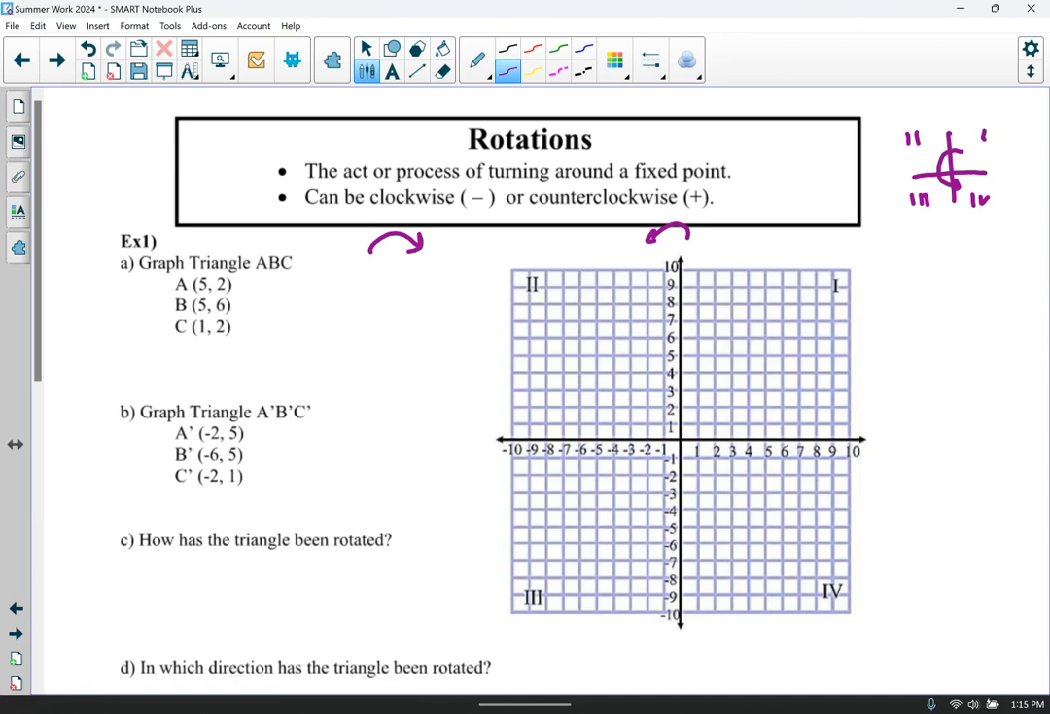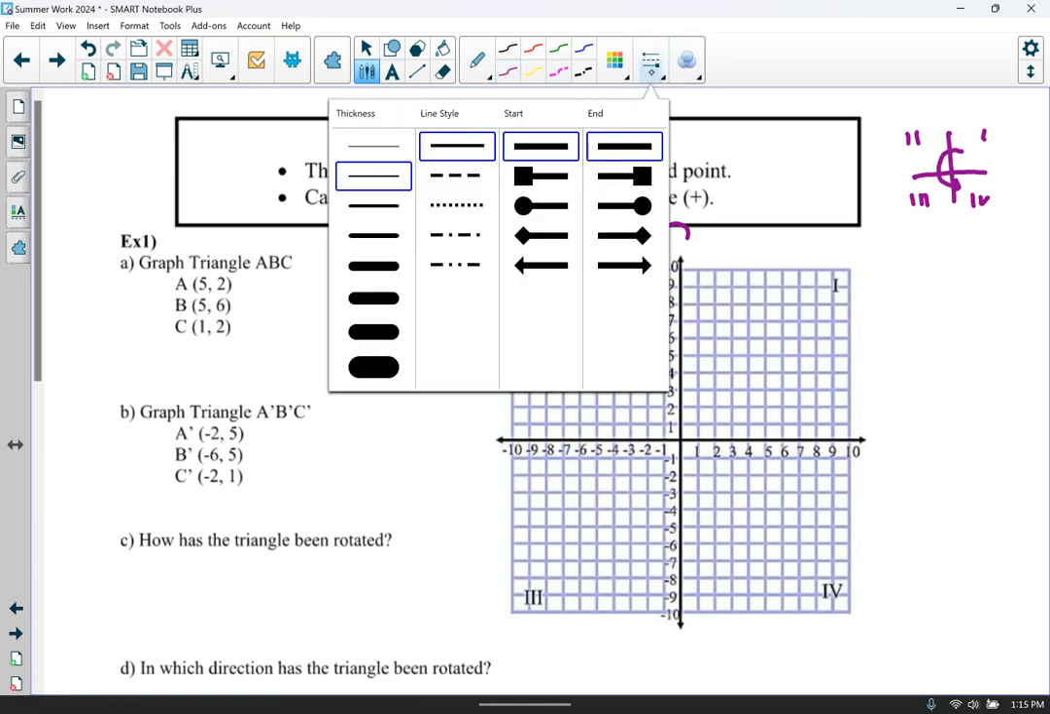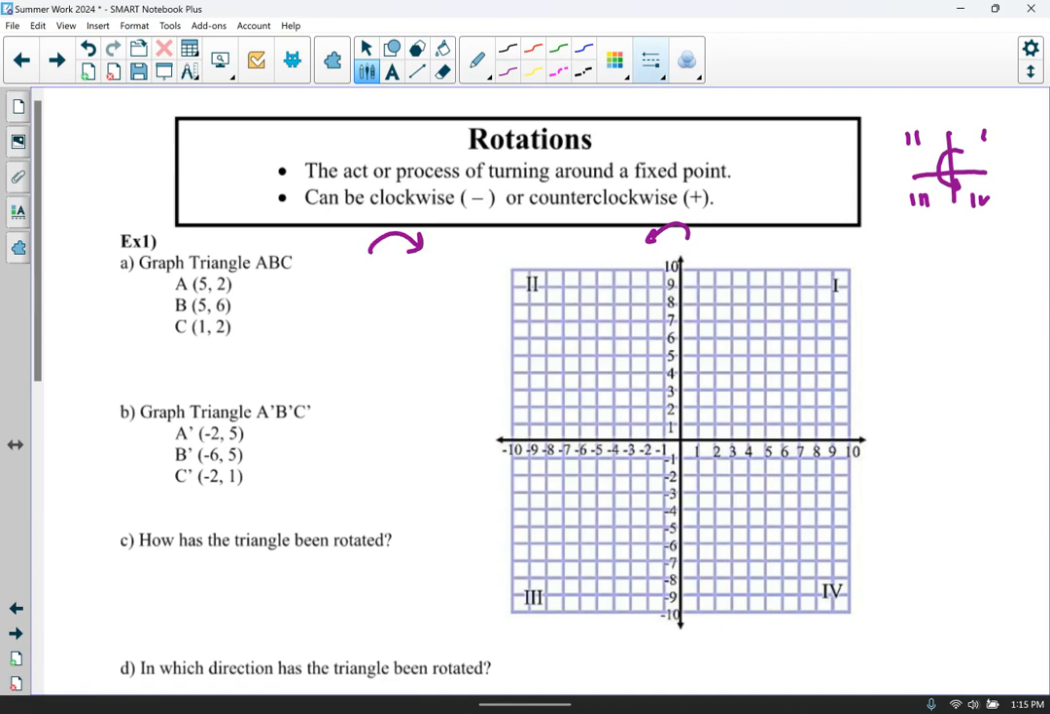Here we're going to start just by graphing triangle ABC. So go ahead, you can pause the video, graph it, and then we'll have triangle ABC graphed. Okay. There we go. We've got our pre-image triangle ABC graphed. Now we are going to graph the image A prime, B prime, C prime after some rotation has happened. So go ahead, graph triangle A prime, B prime, C prime.